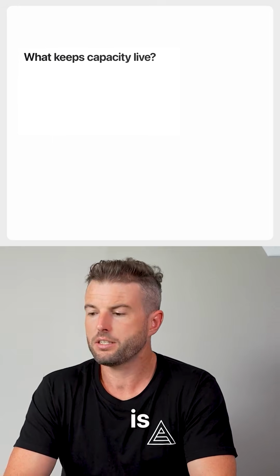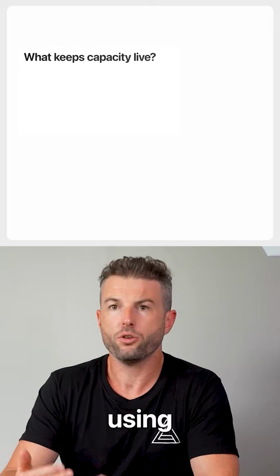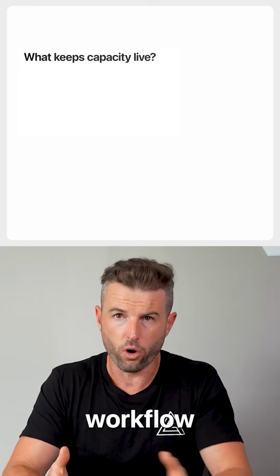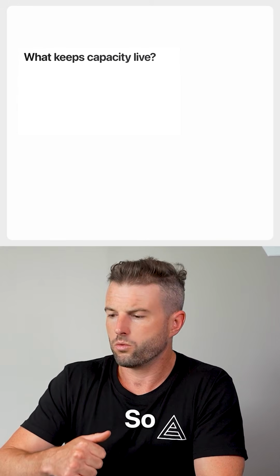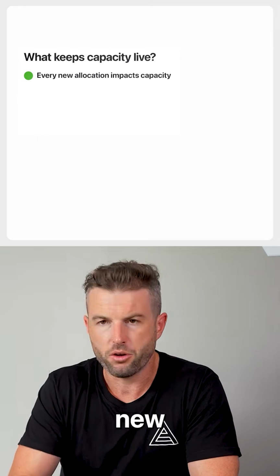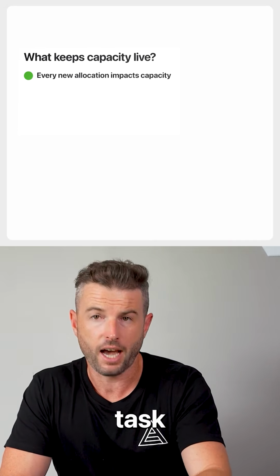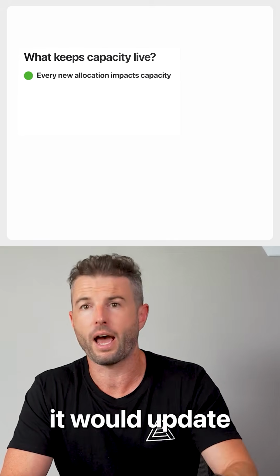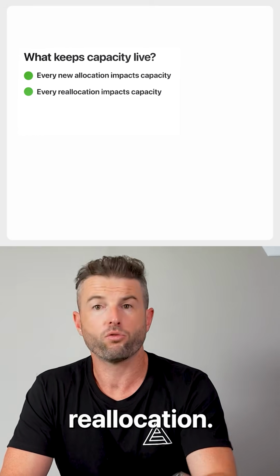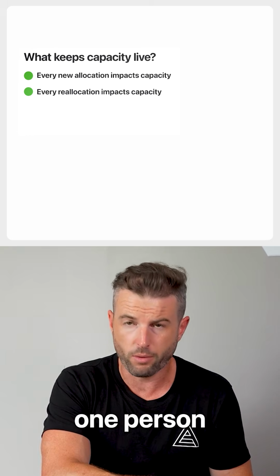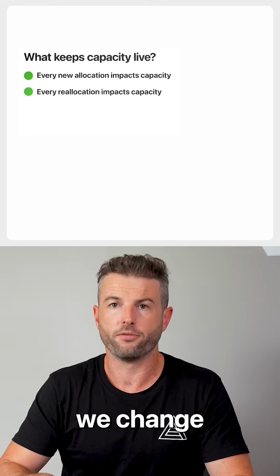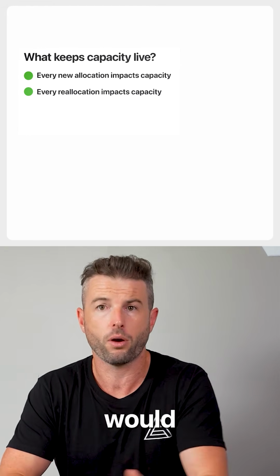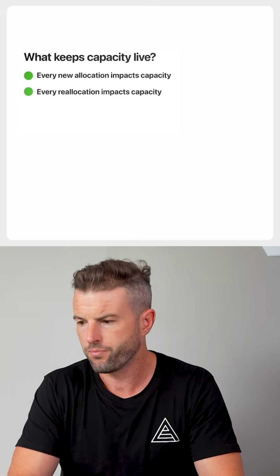So capacity is kept live by using a system, right? And the system is your workflow system that also has capacity as part of it. So capacity should be updated with every new allocation. So every time a new task or job's allocated to a team member, it would update their capacity. Every reallocation, so if we take a job off one person and give it to the other person, it should update both people's capacity. If we change the month that something's due, that would update the capacity for both months.